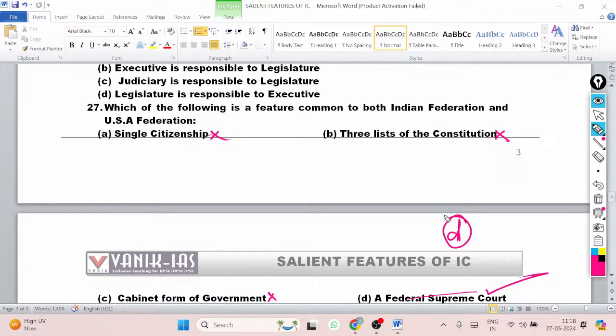They have a federal Supreme Court, and we also have a federal Supreme Court. And why is it federal? Because it resolves federal disputes. Federal disputes means disputes between the center and the states, and also disputes between the states. Okay, 27.